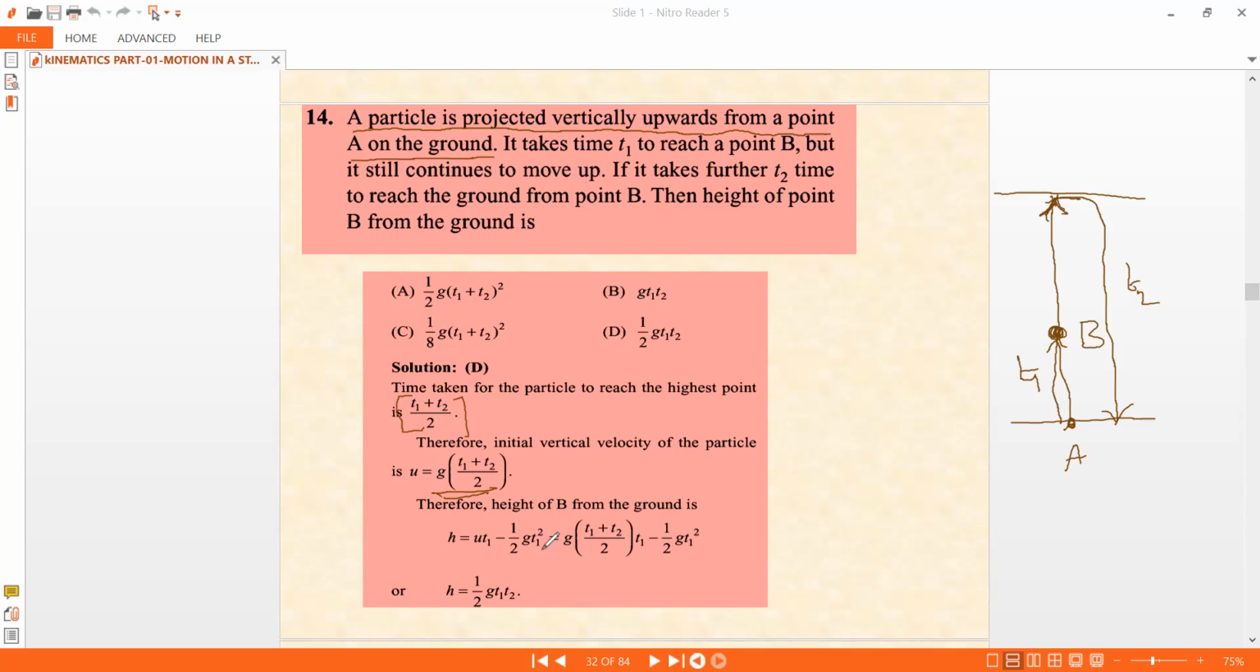Now, you can think of the total time it took for the journey. That's very easy. The total time it took for the journey is nothing but t1 plus t2. This we are sure of. So how do I get (t1 + t2)/2? That we'll see now.